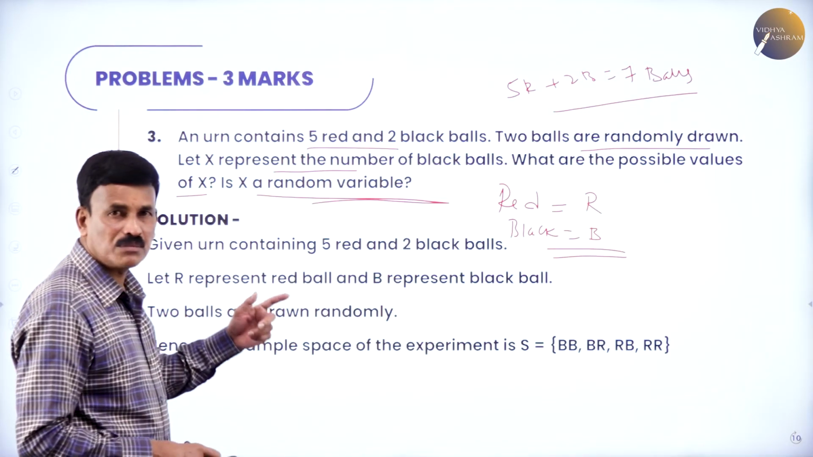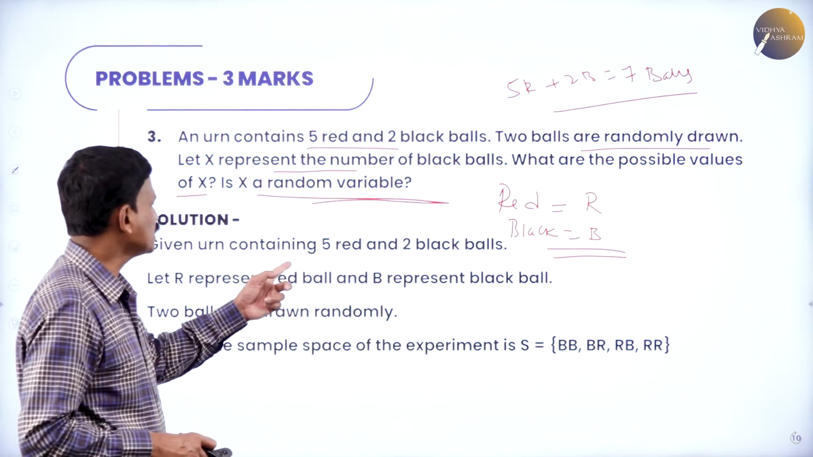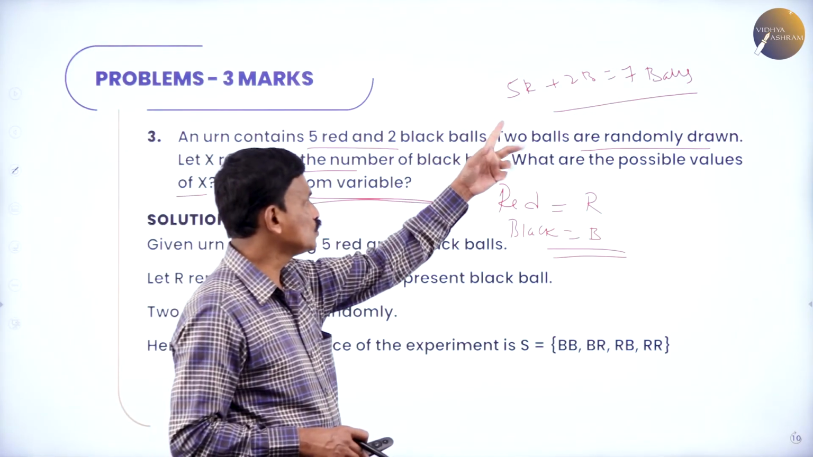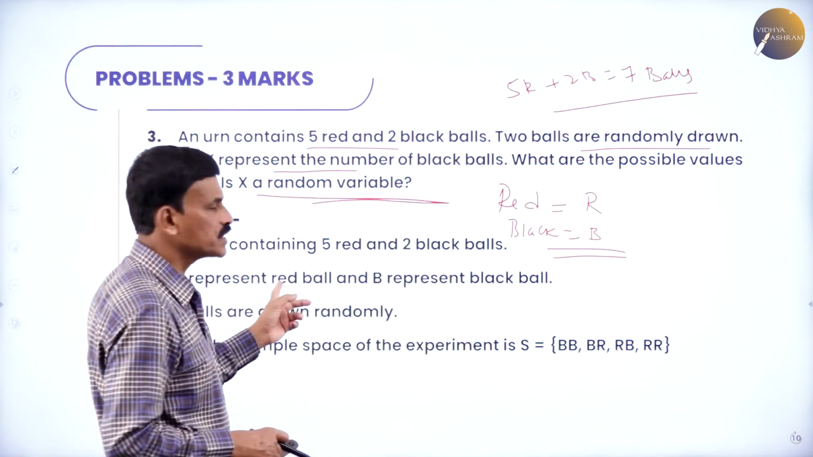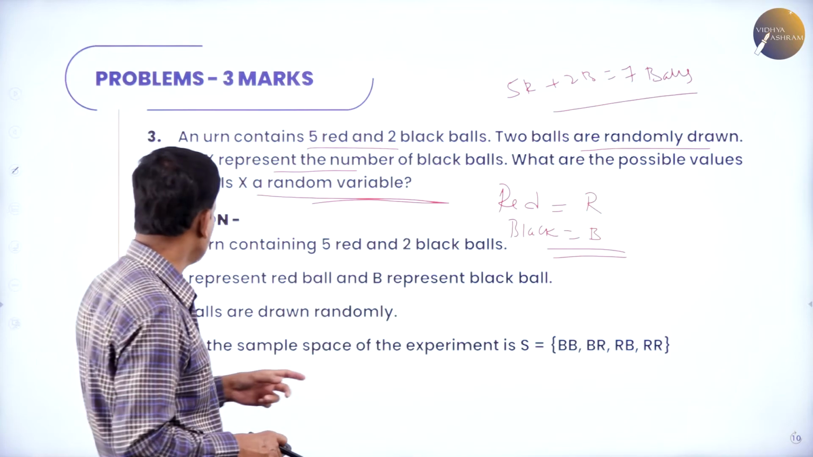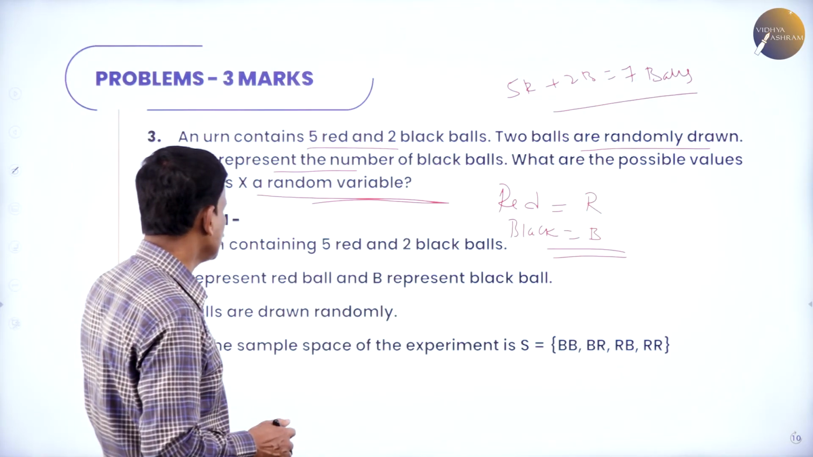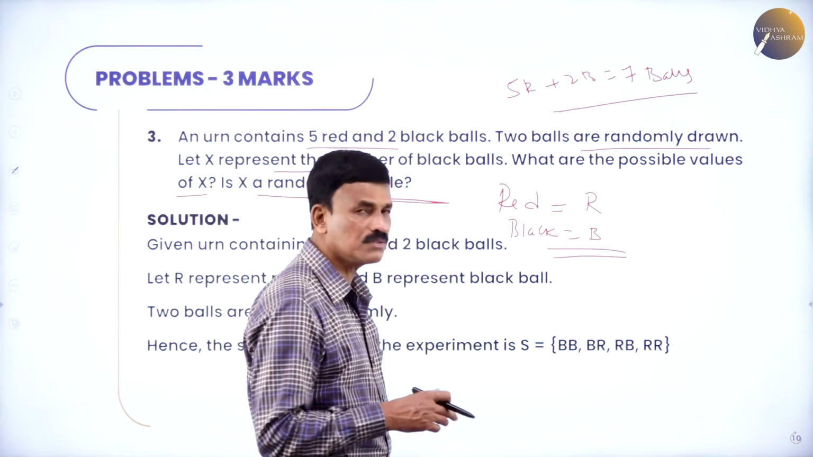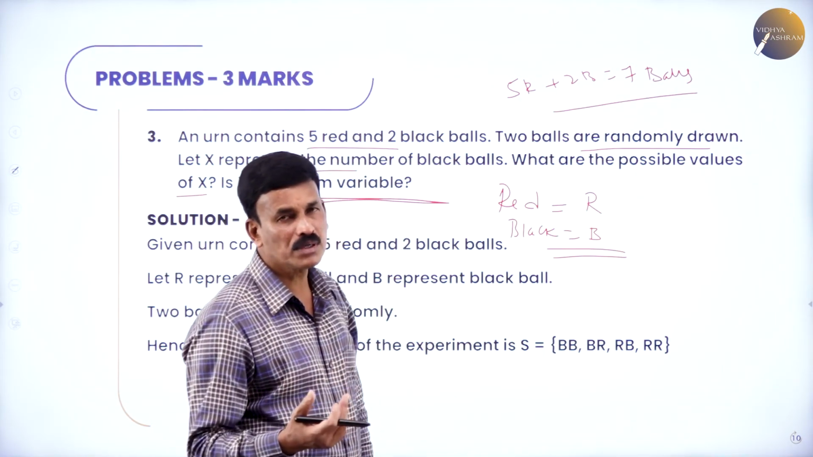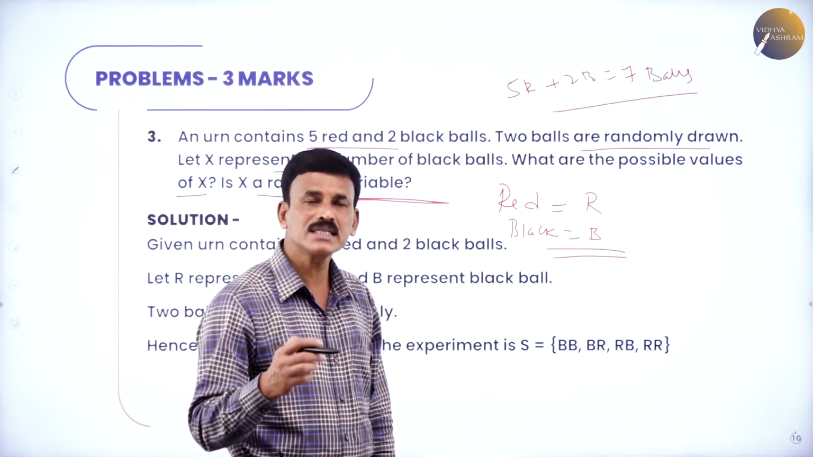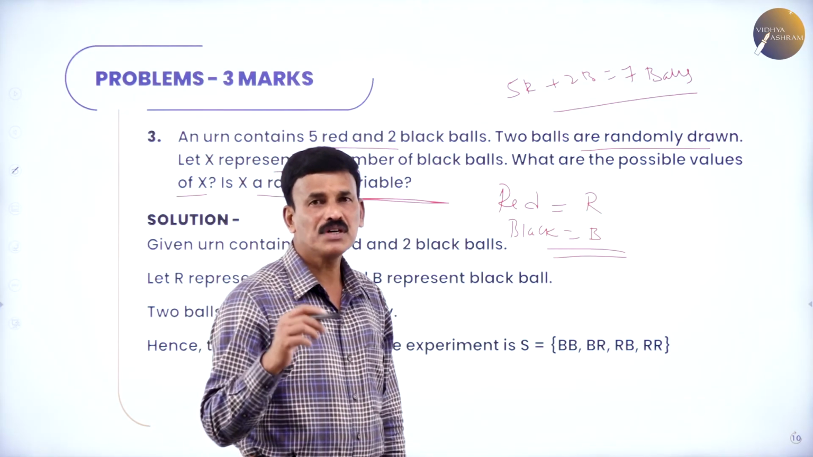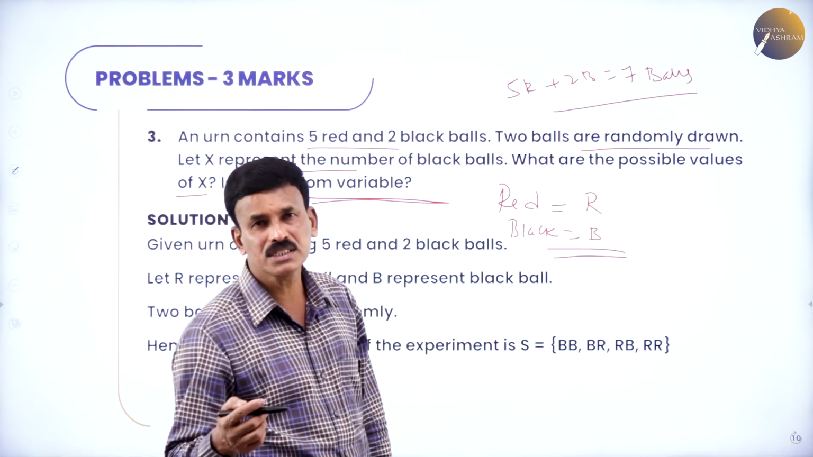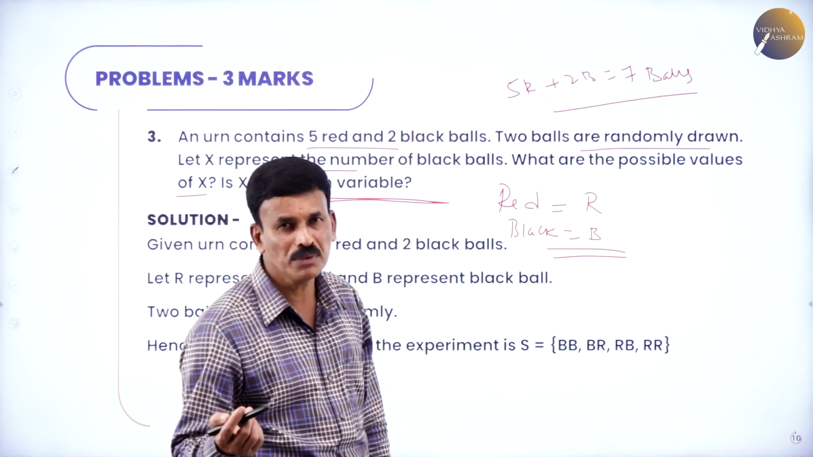Now, let us come to the solution. Given urn contains 5 red and 2 black balls. So let R represent the red ball and B represent the black ball. 2 balls are drawn randomly. Hence the sample space: 2 balls we are going to draw. First will be the black and the second ball will be the red. First ball will be the red and the second will be the black, and the last condition is both the black balls you may get.